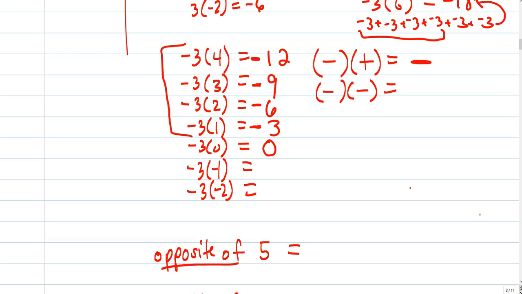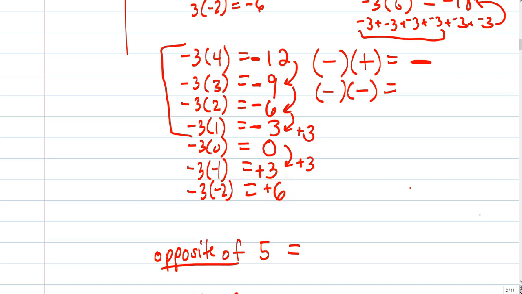What happens when I multiply a negative times a negative? Well, let's look at the pattern first. Here's a pattern that I see: as I'm going down here, because I'm going by negatives, instead of subtracting 3, we are adding 3, right? So if negative 3 times 1 is negative 3, negative 3 times 0, add 3, is 0. What's negative 3 times negative 1? Well, add 3. What's negative 3 times negative 2? Well, add 3.